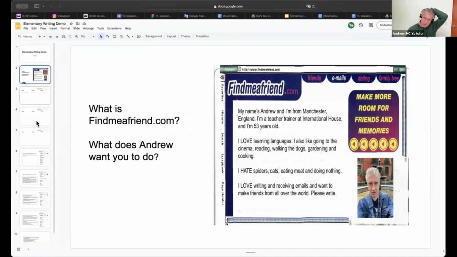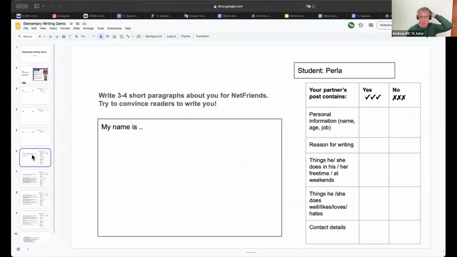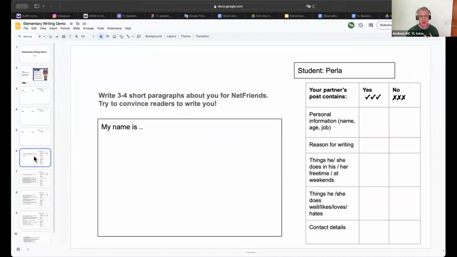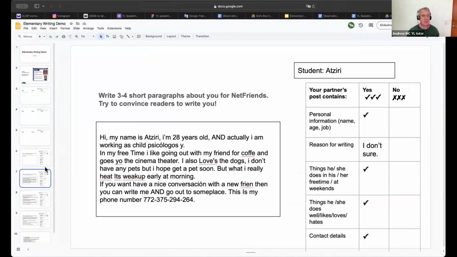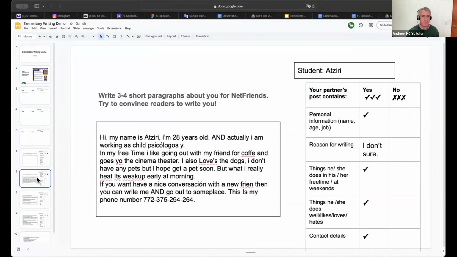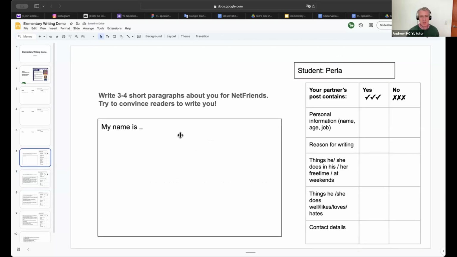Oh, it was a post for a website that they had to write, and they had to write about themselves and try to convince someone to write to them. And so I give each student a slide with their name on it. You notice that it's labeled with the students' names. This is what the empty slide looks like. So they had to write their text in here. You give access to the students so they can write.